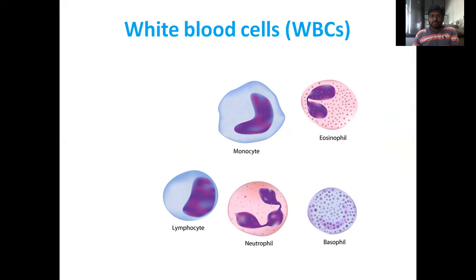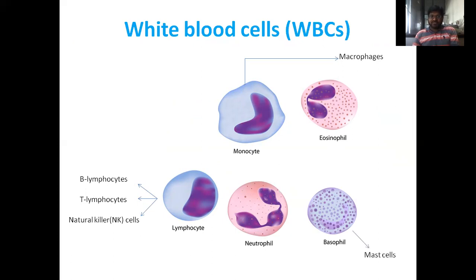You can see here the monocyte, eosinophils, lymphocyte, neutrophils, and the basophils. Lymphocytes are divided into three types: B lymphocyte, T lymphocyte, and the natural killer cells. And monocyte is in a non-activated stage, but later on, when it is activated, it is converted into macrophages.